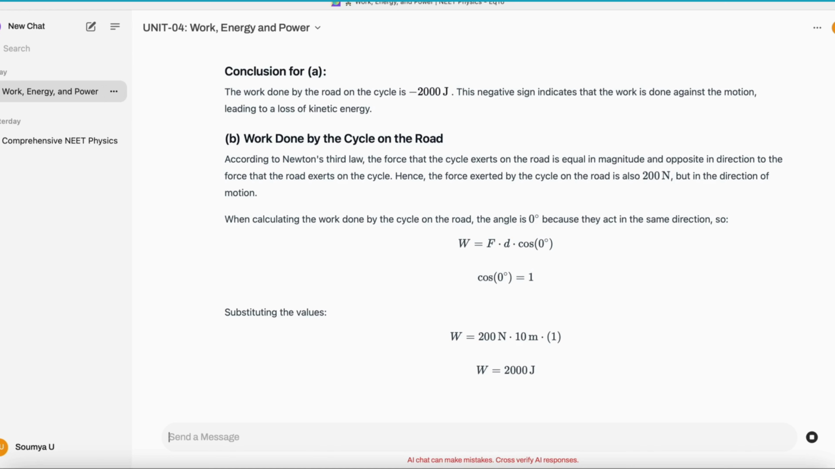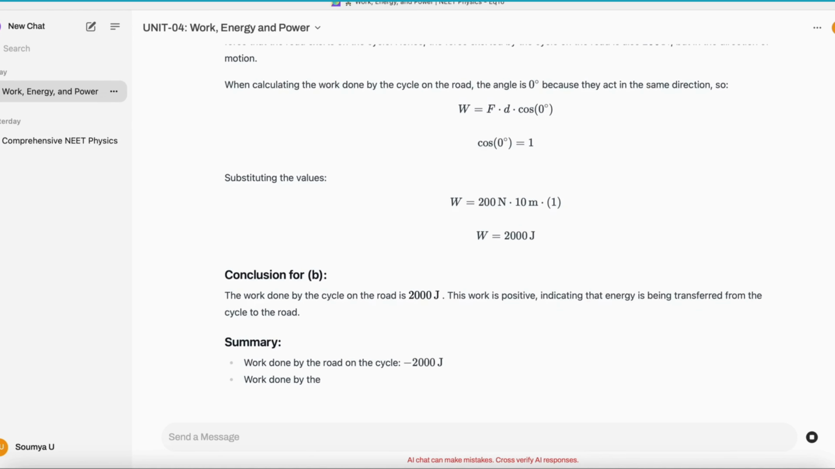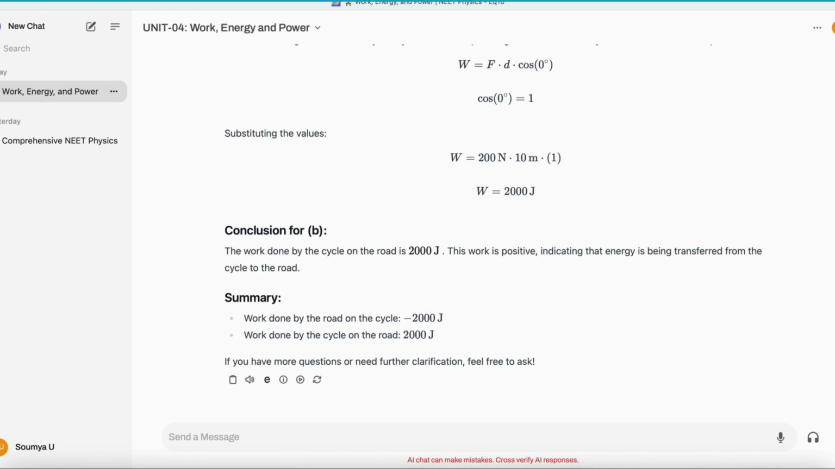Substituting the values. W equals 200 times 10 times 1. W equals 2000 joule. Conclusion for B. The work done by the cycle on the road is 2000 joule. This work is positive, indicating that energy is being transferred from the cycle to the road. Summary. Work done by the road on the cycle, minus 2000 joule. Work done by the cycle on the road, 2000 joule. If you have more questions or need further clarification, feel free to ask.